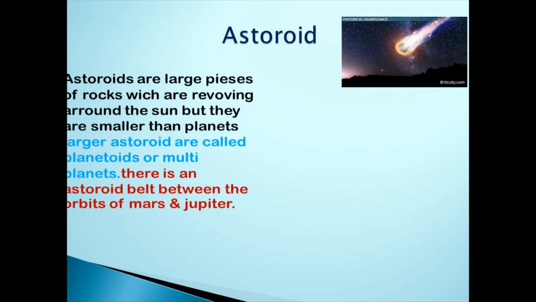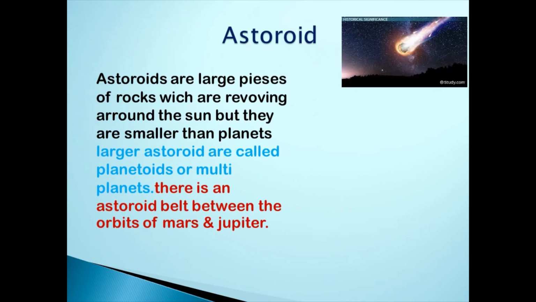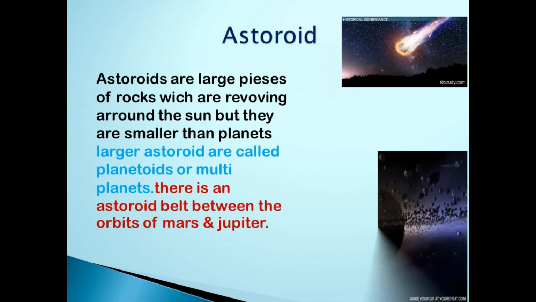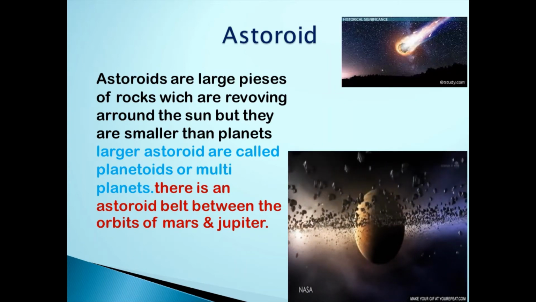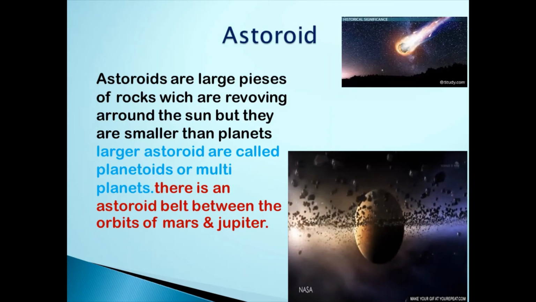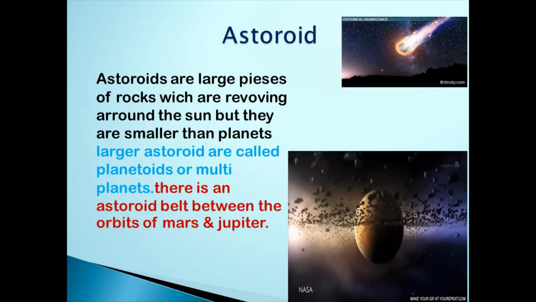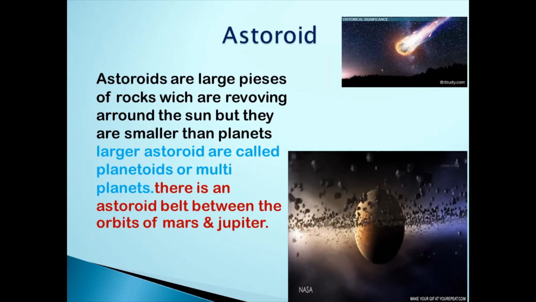Asteroid. Asteroids are large pieces of rock revolving around the Sun, but they are smaller than planets. Larger asteroids are called planetoids or minor planets. There is an asteroid belt between the orbits of Mars and Jupiter.